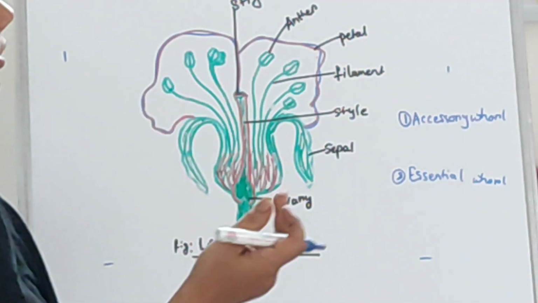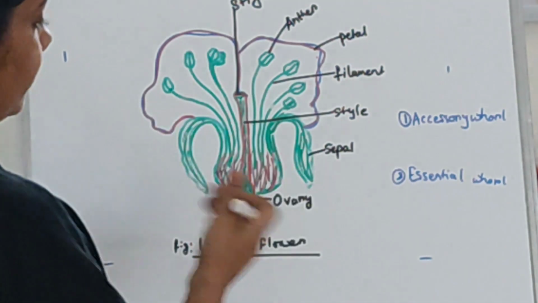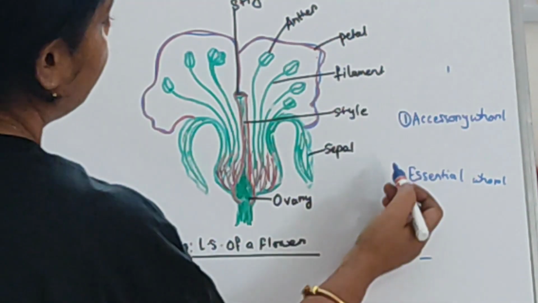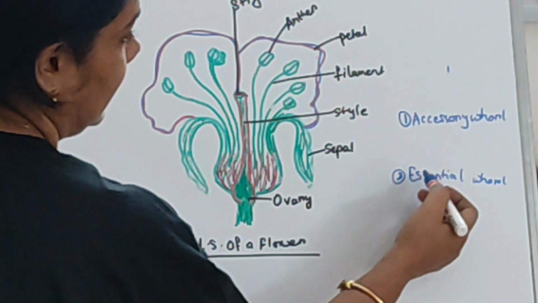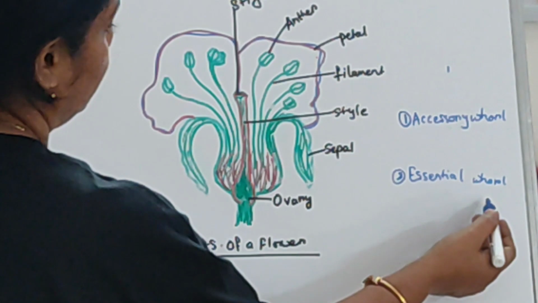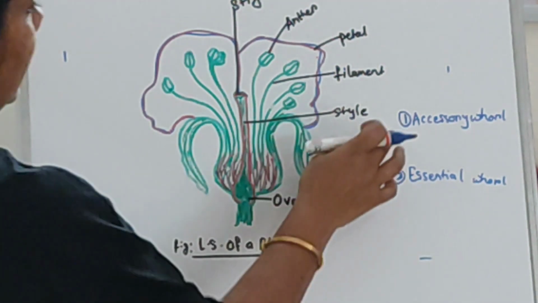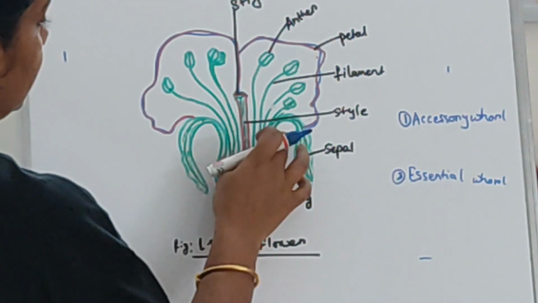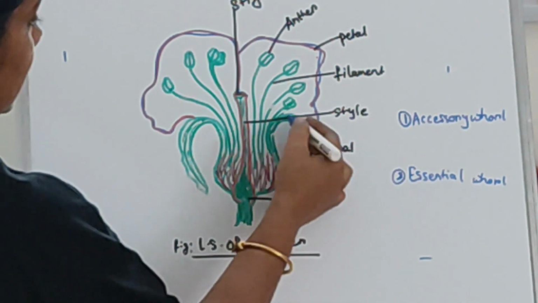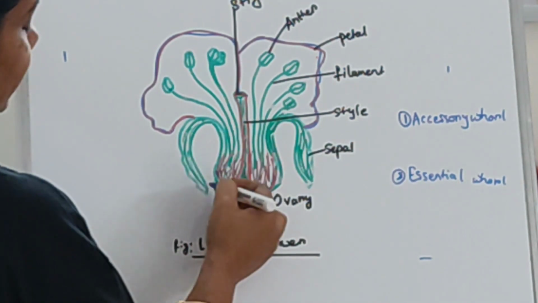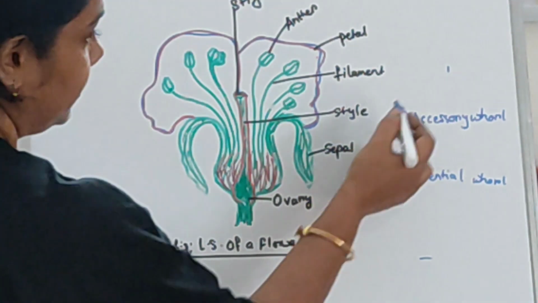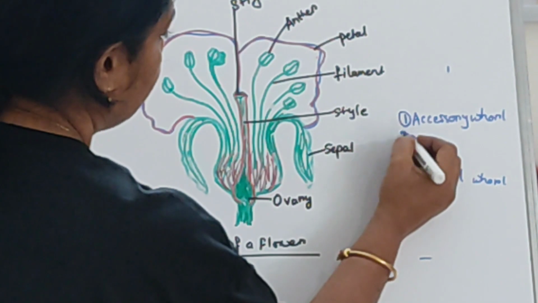Whorls, in Hindi you can say chakra. So how many whorls is the flower divided into? The flower is divided into two whorls: the accessory whorl and the second one, the essential whorl. So see here, what are the accessory whorls? The accessory whorl first is the calyx. This green portion, the outermost portion of a flower, is called the calyx, and the unit of calyx is called sepal.